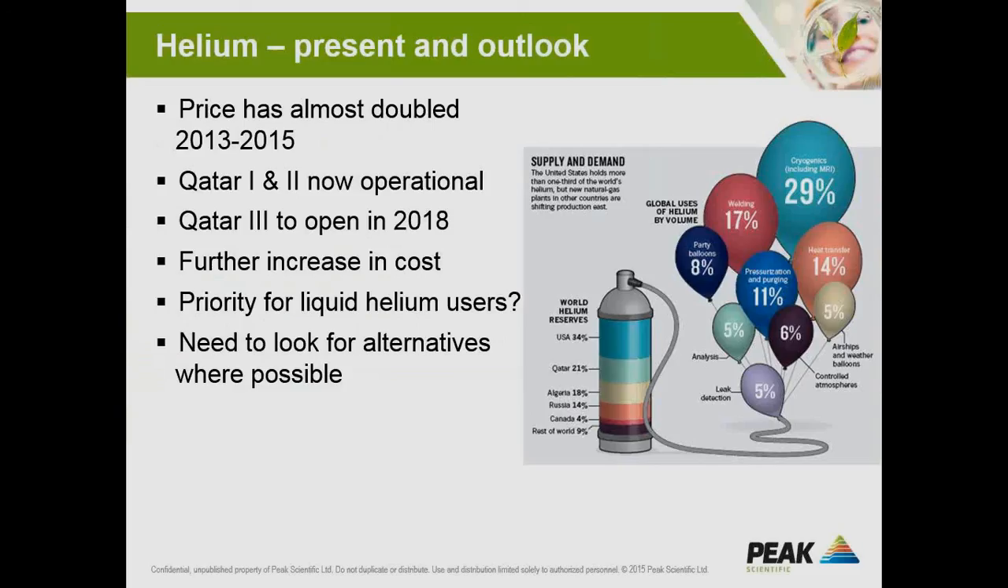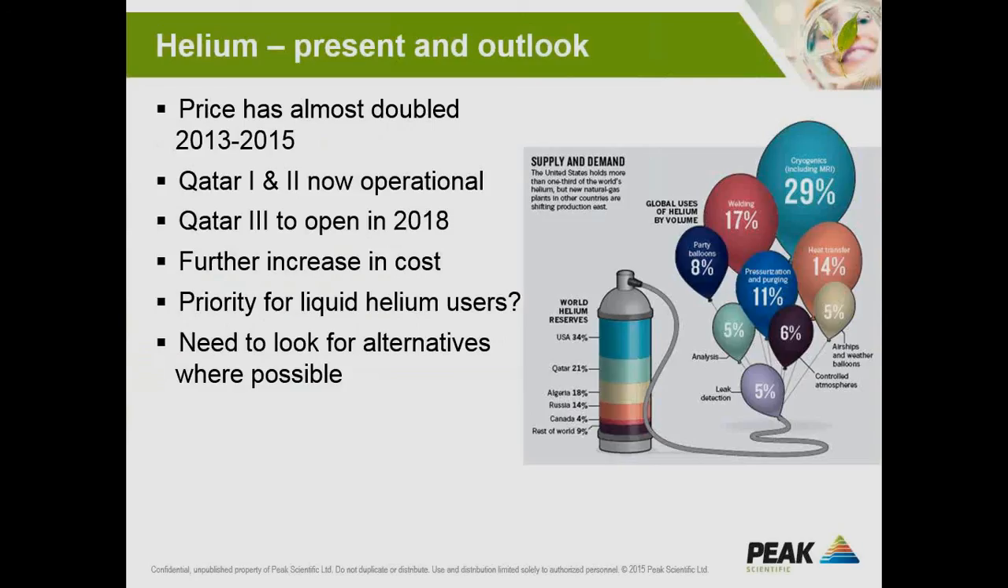So if you look at the figure on the right-hand side, you can see the world reserves. The USA has the vast majority of reserves, but the supply from those reserves is mostly concentrated within the US. The cost of helium is set to increase as there's a cost to refining the gas, which normally occurs within natural gas deposits, and there are calls for priority use for liquid helium users.